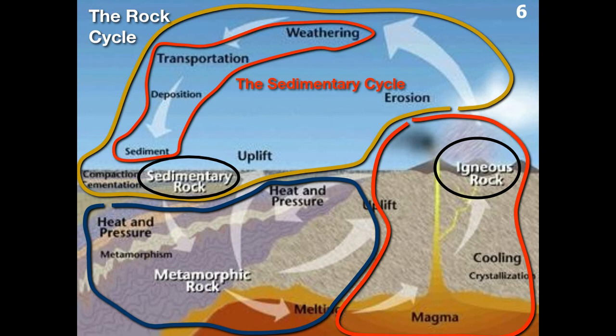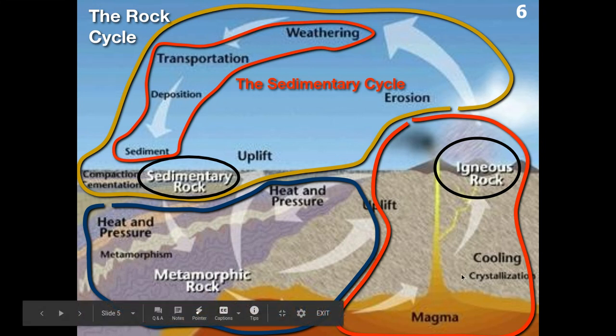Now, nature can apply pressures and temperatures to the point where that metamorphic rock begins to melt, begins to turn back into magma, and then we can start the rock cycle process all over.